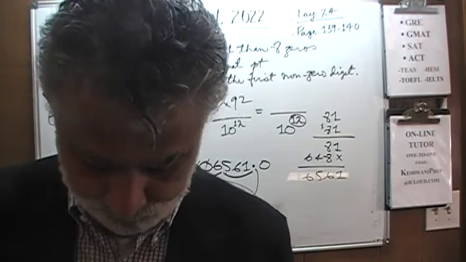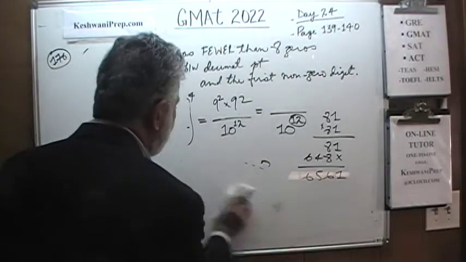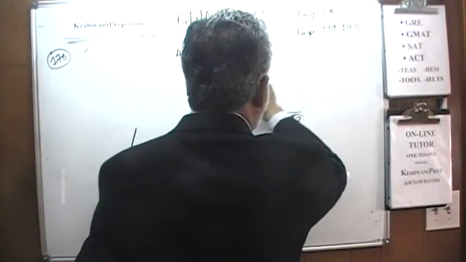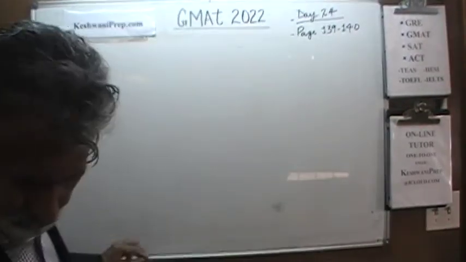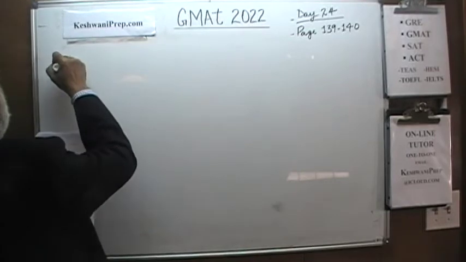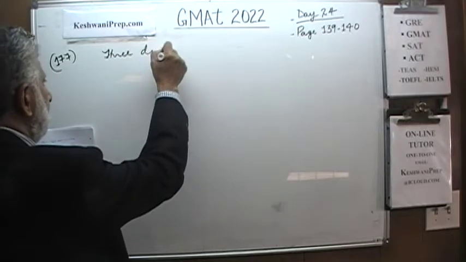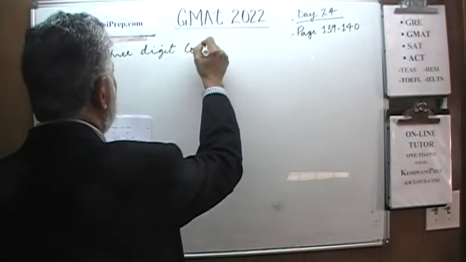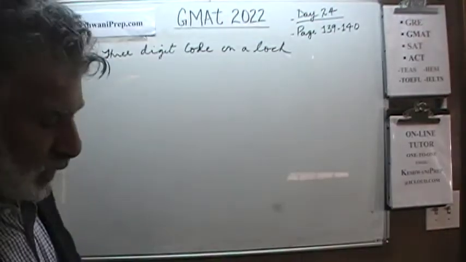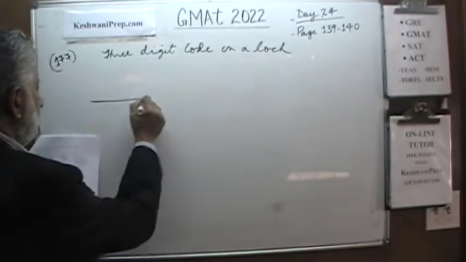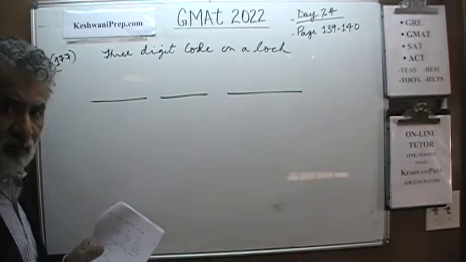Number 177. In number 177, we have a 3-digit code on a lock, and it has to meet 3 conditions. The first condition, second condition, and the third condition, because there are three digits, and each digit has certain conditions that we have to fulfill.